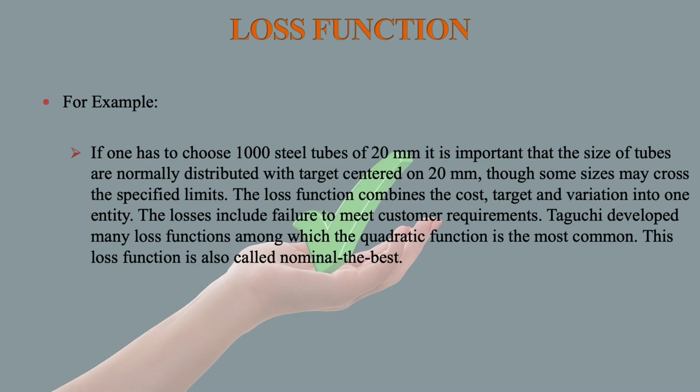For example, if one has to choose 100 steel tubes of 20 mm, it is important that the sizes of the tubes are normally distributed with the target centered on 20 mm. Though some sizes may cross the specified limits, the loss function combines the cost, target and variation into one entity. The losses include failure to meet customer requirements. Taguchi developed many loss functions, among which the quadratic function is the most common. This loss function is also called nominal the best.